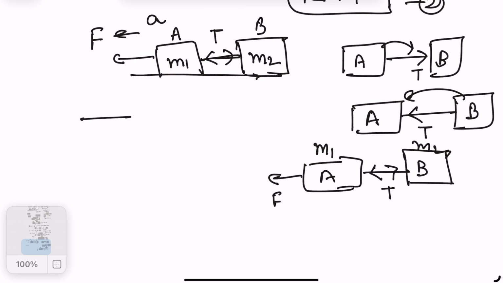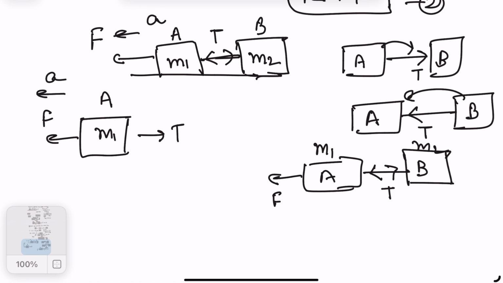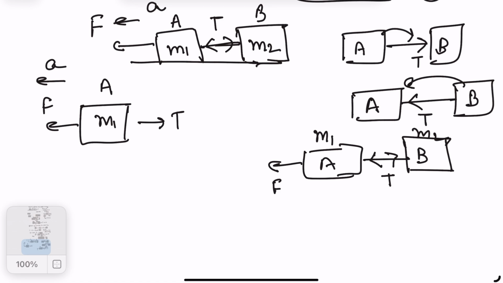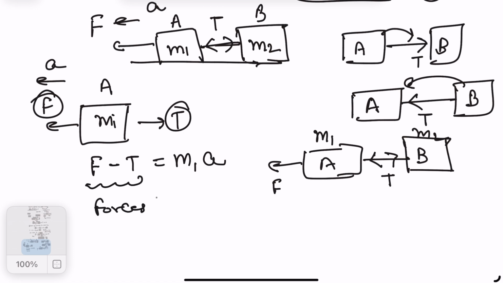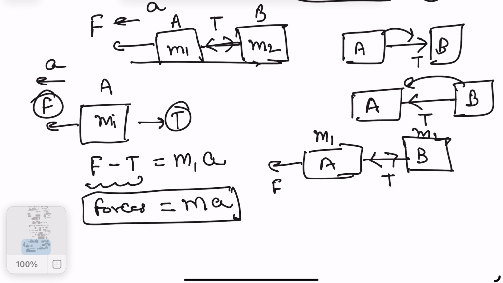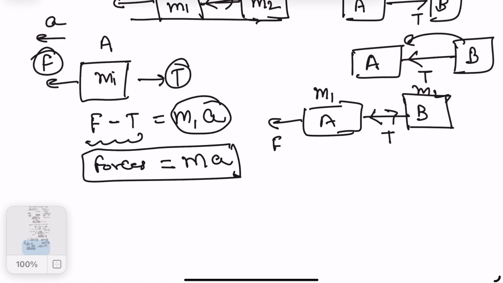For the free body diagram of A, force is in this direction, tension is in this direction, and acceleration is along this direction. Now there are two forces acting on A, F and T. F is dominating over T, so I can write F minus T equals m1 into A, mass into acceleration. Remember, these two are actually forces, and by Newton's second law, force is always equal to mass into acceleration. That is why we are writing m into A on the right hand side.